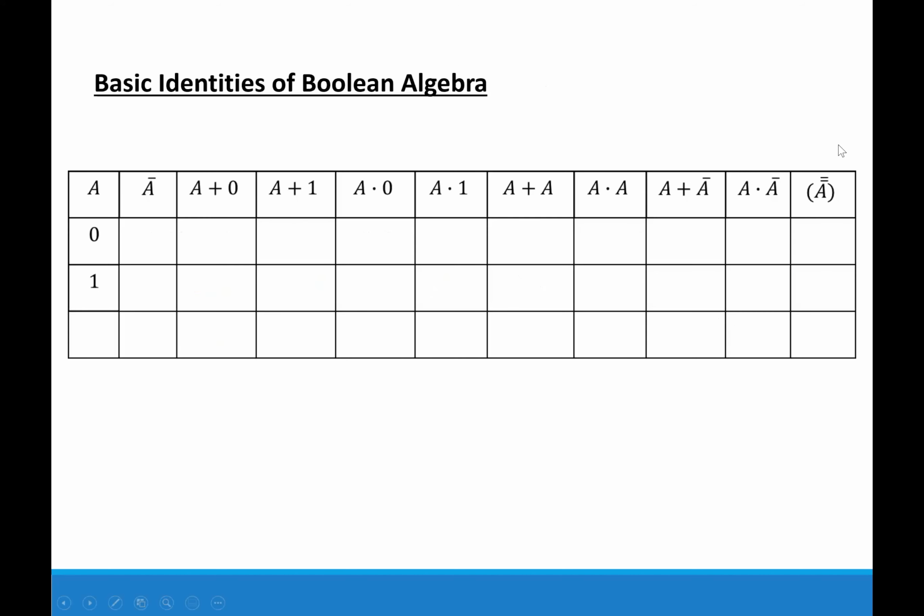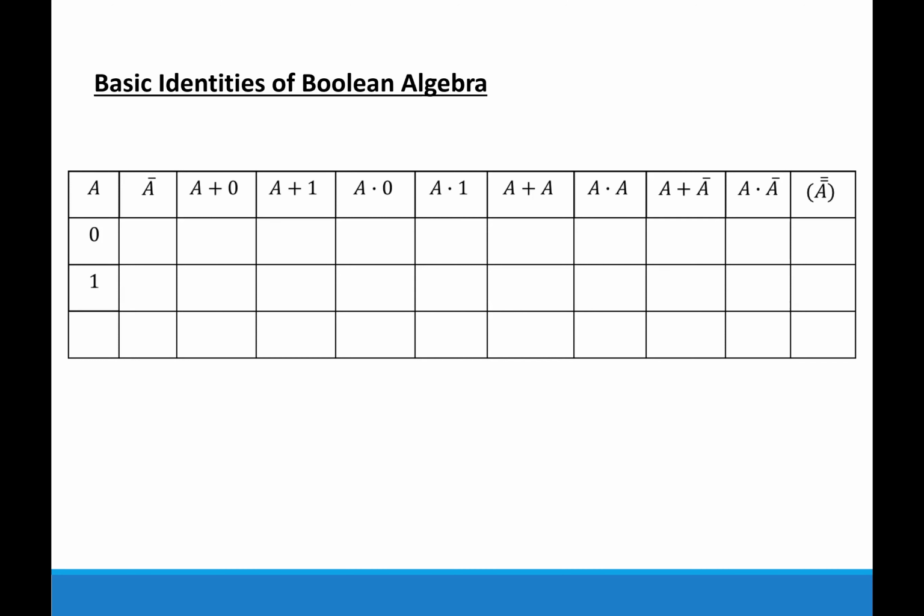Now I guess you are okay with the 3 operations. After that, we are going to see what are the theorems and laws related to Boolean algebra. We are going to develop the basic identities related to Boolean algebra.